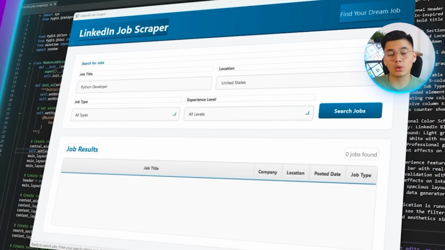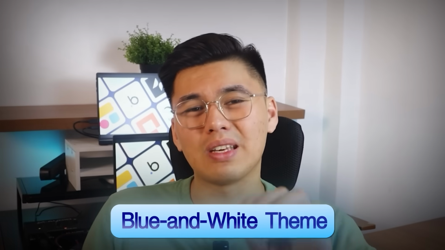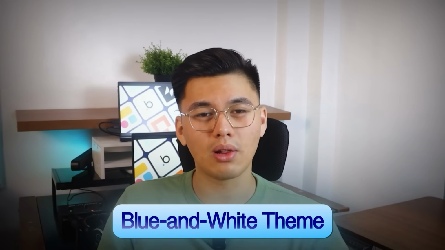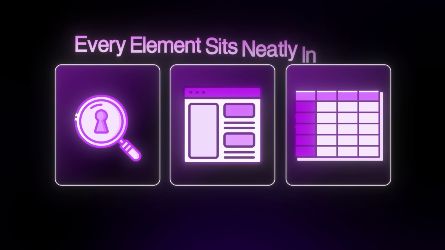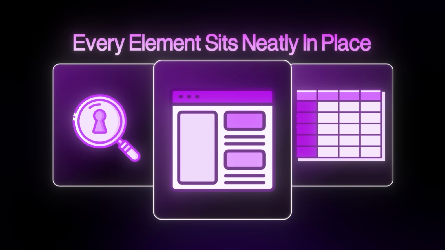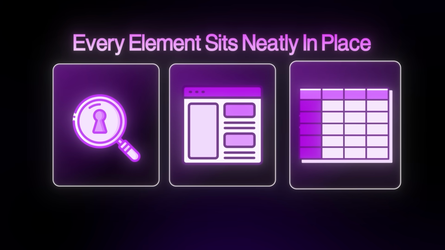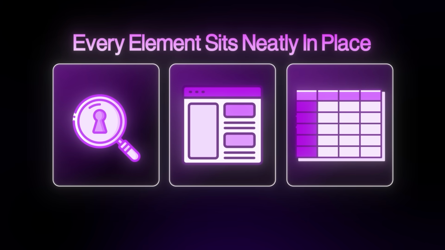The app now looks completely refreshed, clean, modern, and professional. The blue and white theme gives it a polished, software-grade look, and every element sits neatly in place. The search fields are easy to follow, the drop-down filters make refining results simple, and the table layout clearly displays each job's title, company, location, and date.